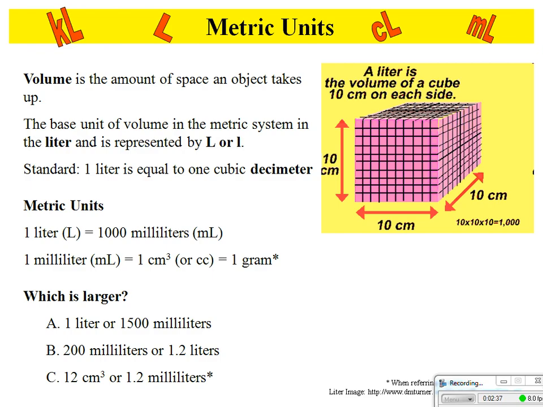One liter equals 1,000 milliliters. And you should remember that's the exact same thing as we learned when we were talking about meters. 1 meter would equal 1,000 millimeters. So all of those conversions are the same across the board.